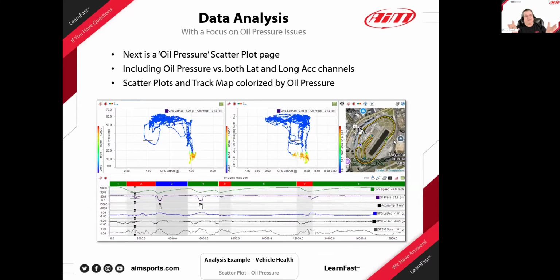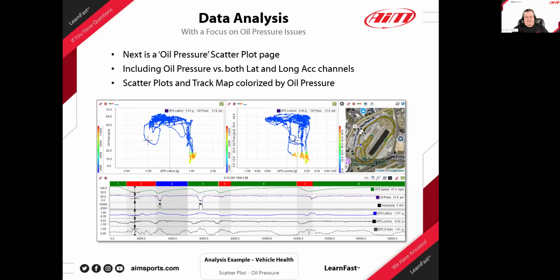And then we've got these low oil pressure problems, and we talked about how we recognized them. We made the AccuSump on happen, and then we counted them. So now we know where they're at, but we really want to know why. Why is this oil pressure happening?